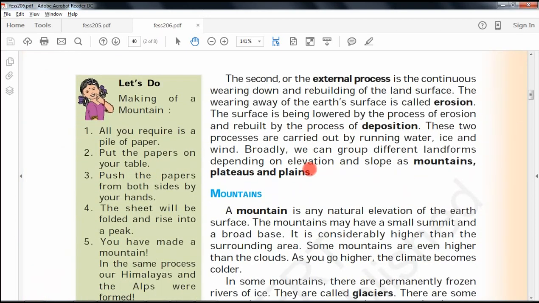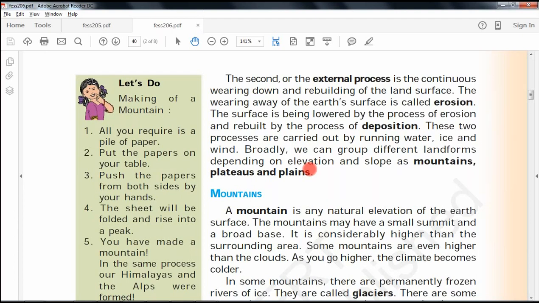So as we discussed, there are two processes that are going on to form different kinds of landforms. There is one internal process and there is one external process. The external process will do continuous wearing down and rebuilding of land surface. It will wear down the land surface and it will rebuild the land surface. Again, generation and destruction. So both the internal and external processes will do the same things. Either it may create something or it may destroy something.